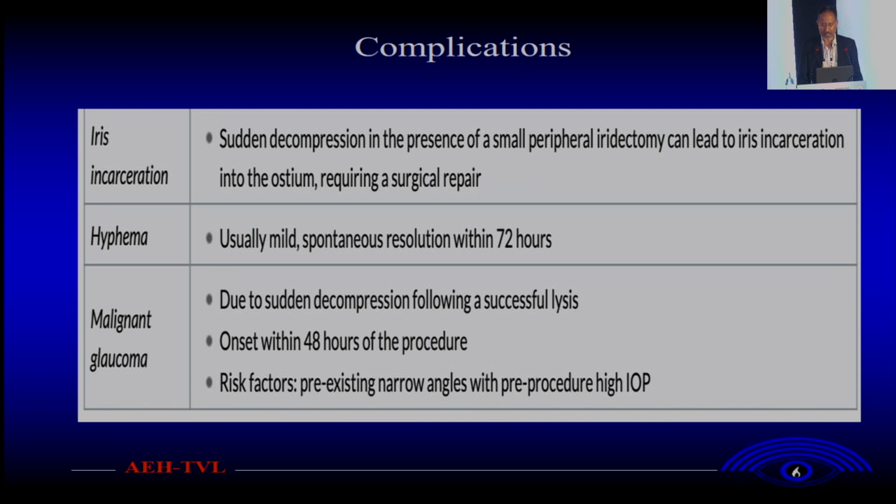Malignant glaucoma is still possible due to sudden decompression following successful lysis. It appears within 48 hours of the procedure. A risk factor is persisting narrow angle with high pre-op intraocular pressure. So if anybody has very high intraocular pressure and a narrow angle, you try to do the suture lysis a little later. Also, don't stop atropine following it, especially for angle closure glaucoma patients.